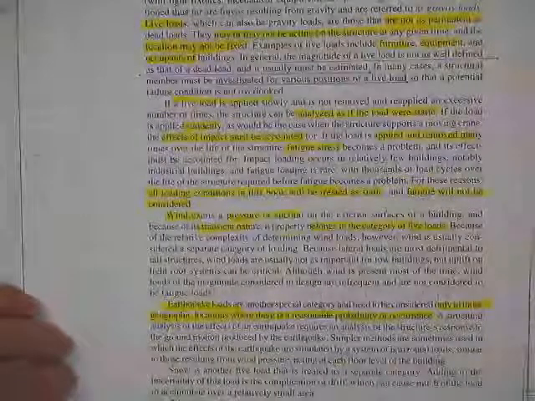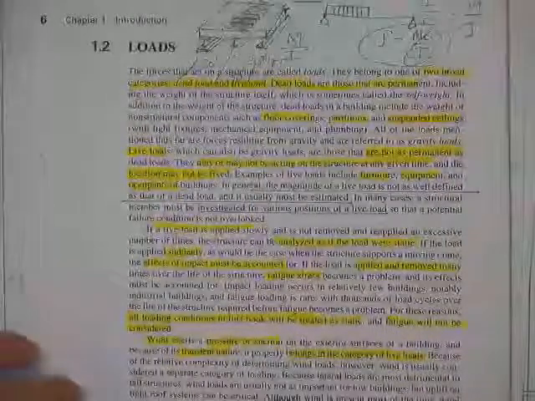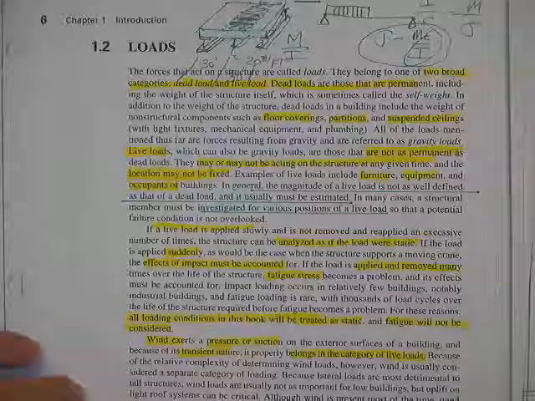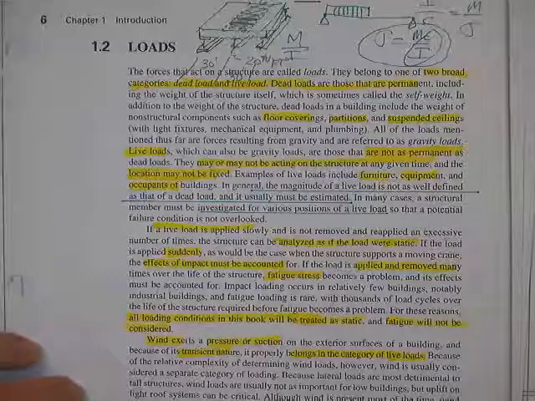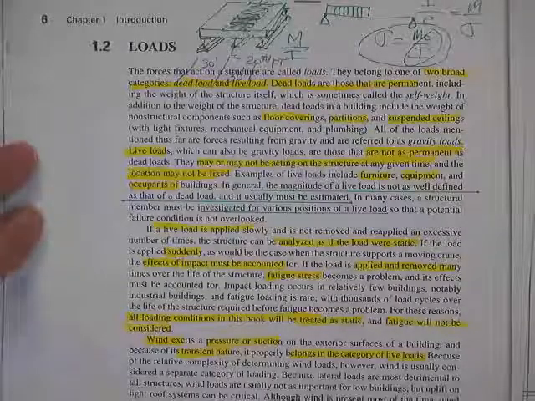We have live loads and dead loads. Live loads are generally considered things that don't stay in the same place. They can move around. That would be people. That would be chairs, not the chairs you have. Those would probably be considered part of the dead load when you're working the loads up on the structures.